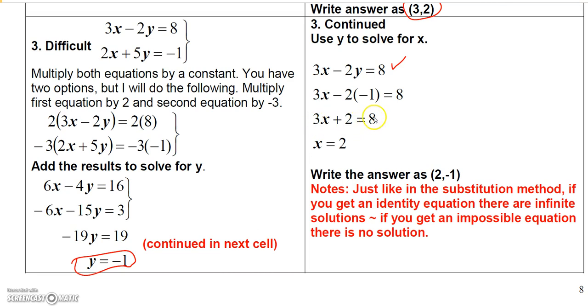And then just subtract 2 from both sides, you get 3x equals 6. And then divide both sides by 3, and you get x equals 2. And so the solution there would be x equals 2 and y equals negative 1.